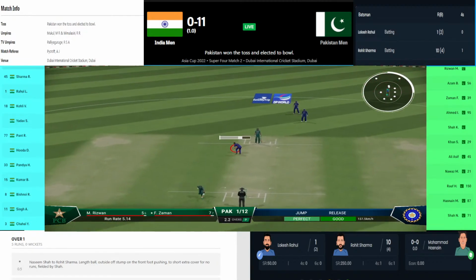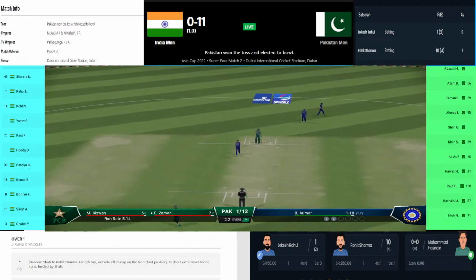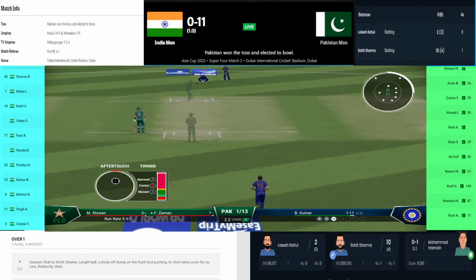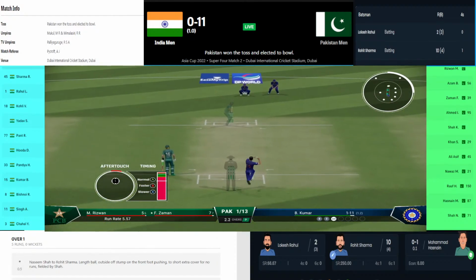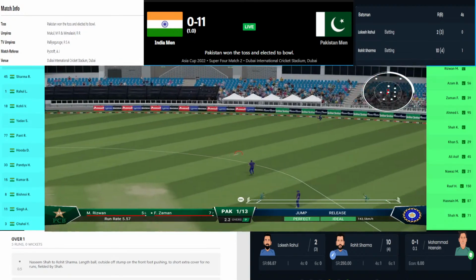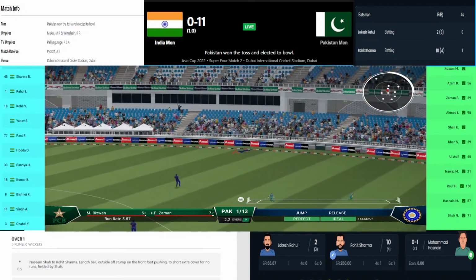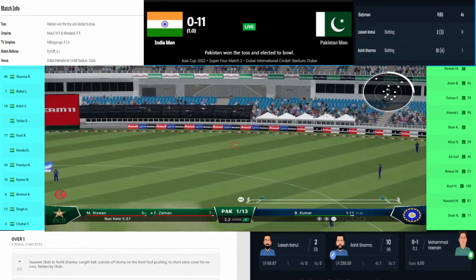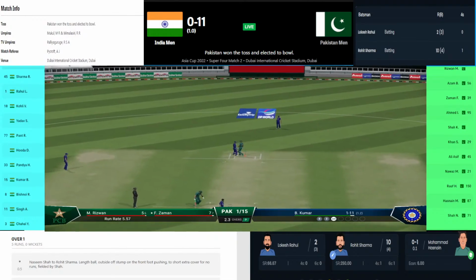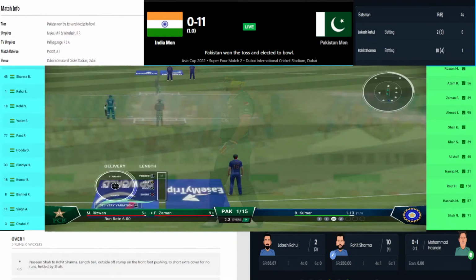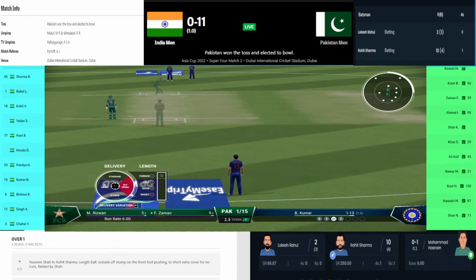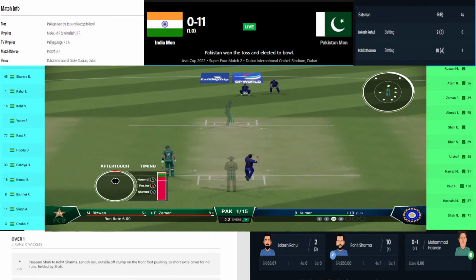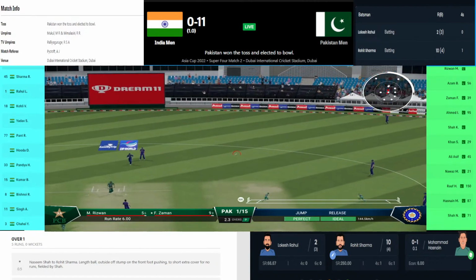For India, if we see the lineup, we have Rohit Sharma, KL Rahul, Virat Kohli, Surya Kumar Yadav, Rishabh Pant, Deepak Hooda, Hardik Pandya, Bhuvneshwar Kumar, Ravi Bishnoi, Arshdeep Singh, and Yuzi Chahal. And for Pakistan, we have Mohammad Rizwan, Babar Azam, Fakhar Zaman, Iftikhar Ahmed, Khushdil Shah, Asif Ali, Mohammad Nawaz, Haris Rauf, Hasnain and Naseem Shah. So these are the lineups.